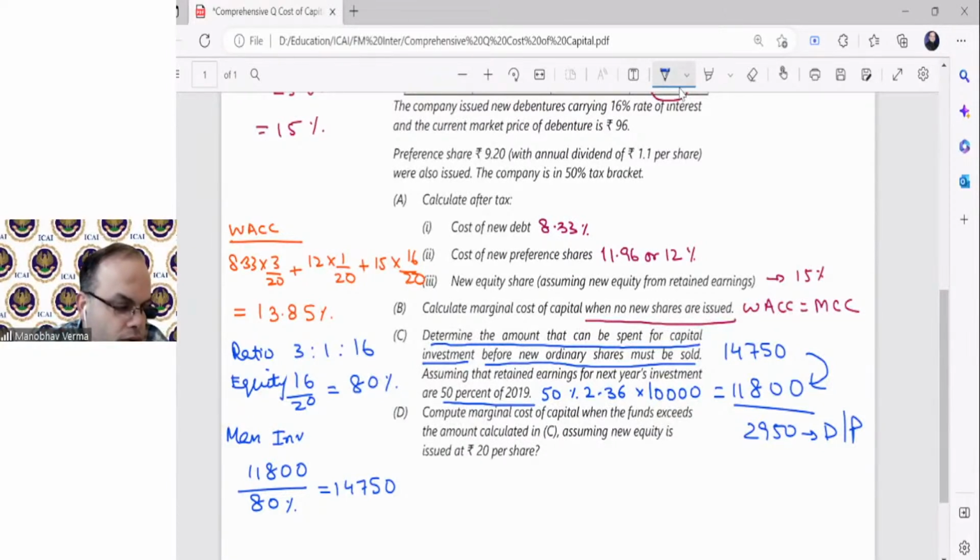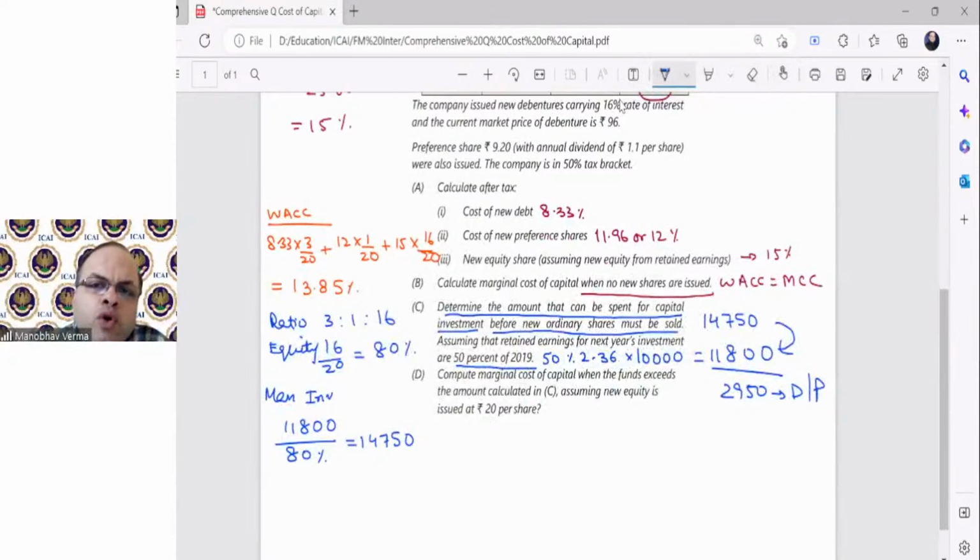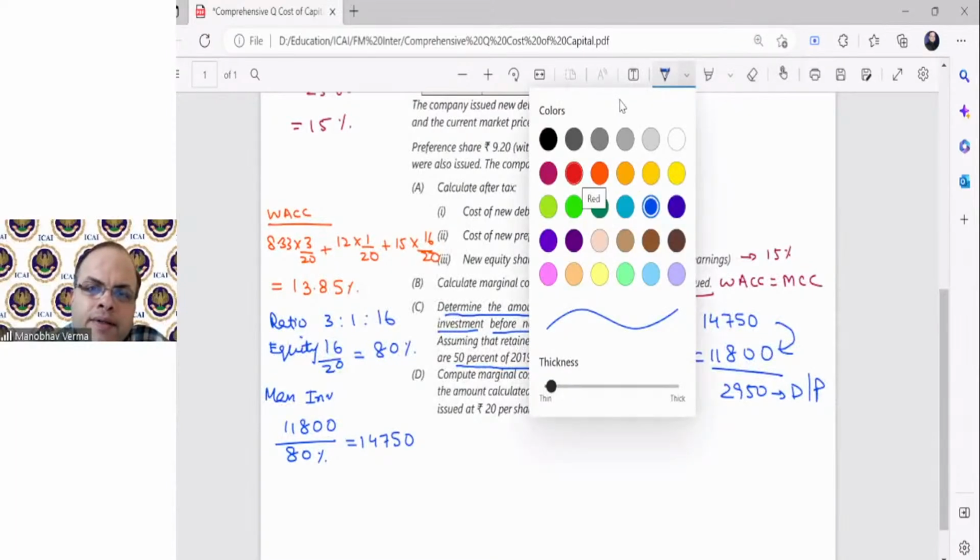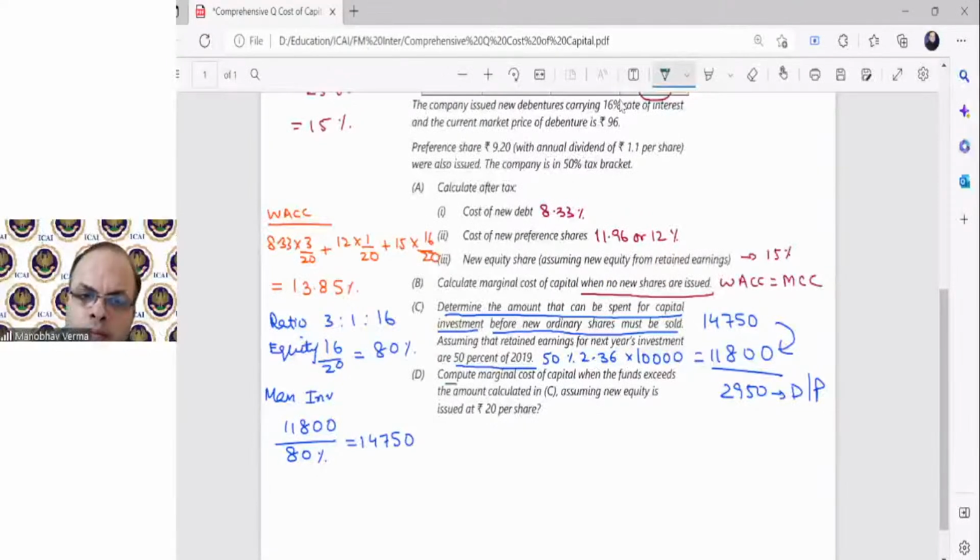Great. Very good. Now, if we look at the call of the question in point D, we're looking at computing the marginal cost of capital when the fund exceeds the amount calculated in point C. That means now we have to invest more than 14,750. It could be 15,000, it could be 20,000, it could be 1 lakh, anything. The marginal cost of capital beyond 14,750 will not be equal to the current WACC.